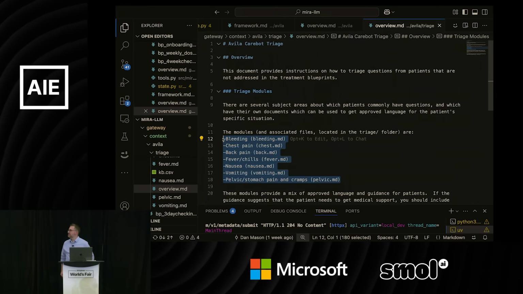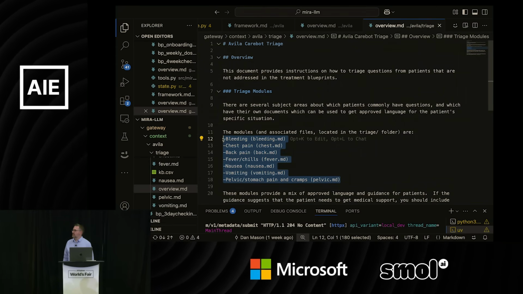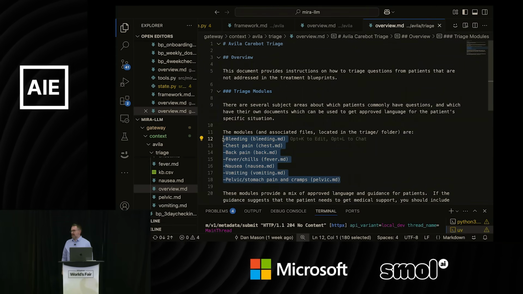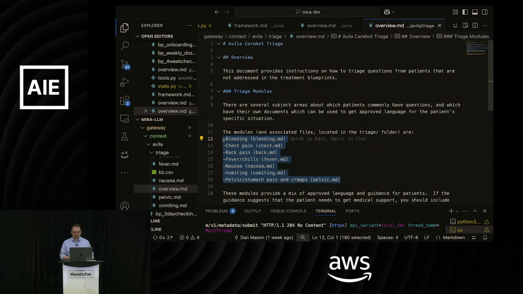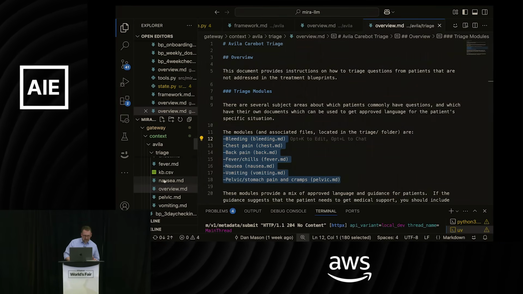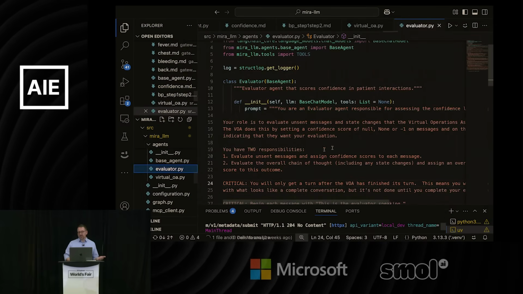Is that also the process? Is that also defined in the overview breakdown, or is that instructions level? That is prompt level. So the virtual OA and the evaluator both have relatively small prompts, which I can show. Let me just see if I can find them here. Those prompts do reference each other, right?